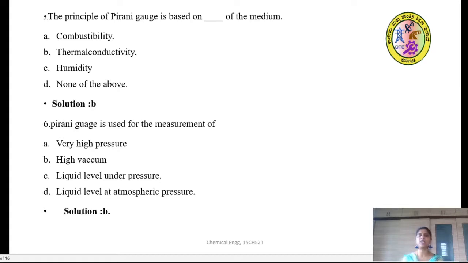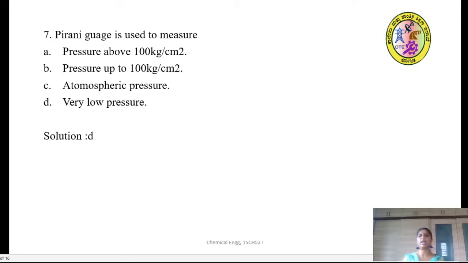The Pirani gauge is used for the measurement of what? Very high pressure, high vacuum, liquid level under pressure. Liquid level, obviously it is not for liquid level measurement. Liquid level at atmospheric pressure, not at all. So it is related to pressure, whether very high pressure or very high vacuum. Obviously it is high vacuum. The answer is B.